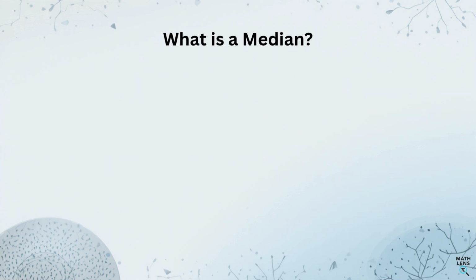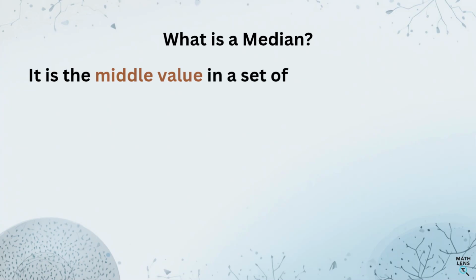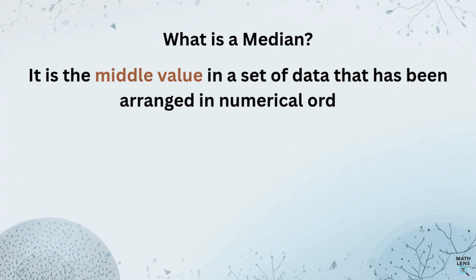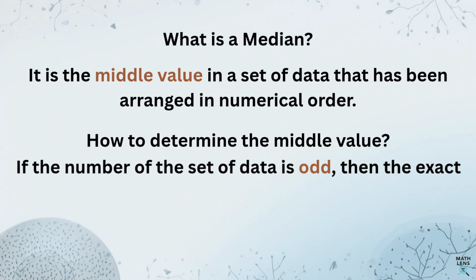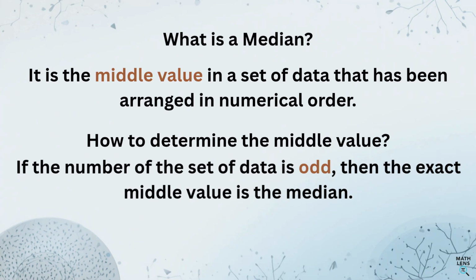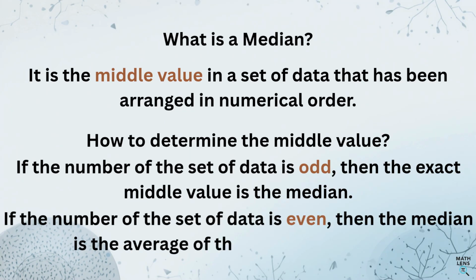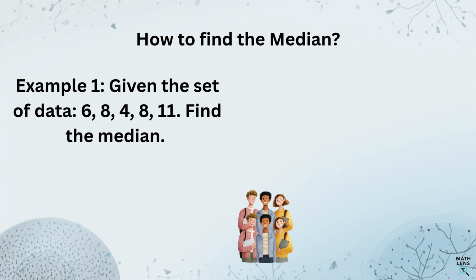When we talk about the median, we're referring to the middle value in a set of data that's been arranged in numerical order. Now, determining the median depends on whether your dataset has an odd or even number of values. For an odd number of values, the median is the exact middle value. However, with an even number of values, things are a bit different. Here, the median is found by averaging the two middle values. Let's find the median using some practical examples.